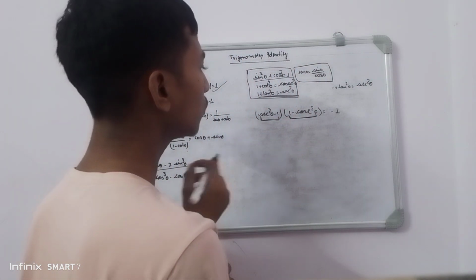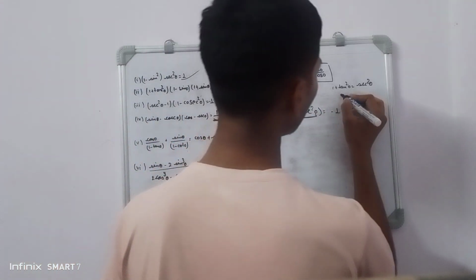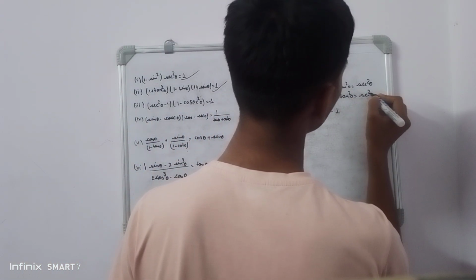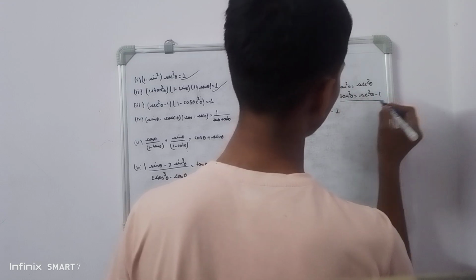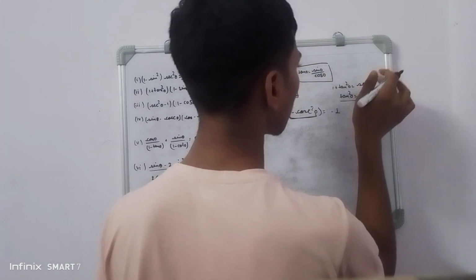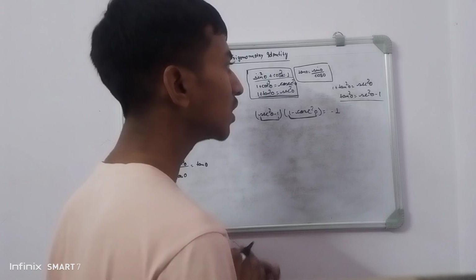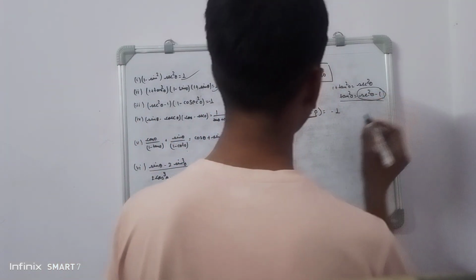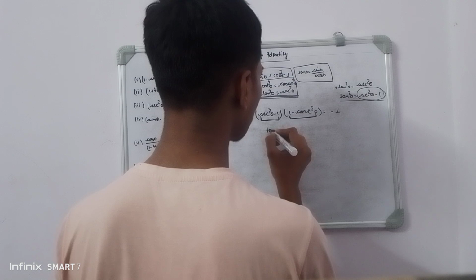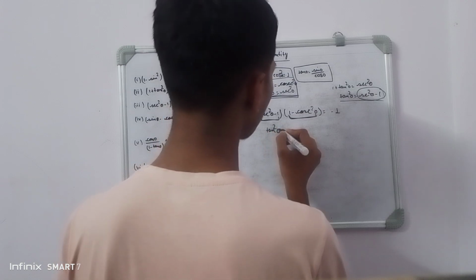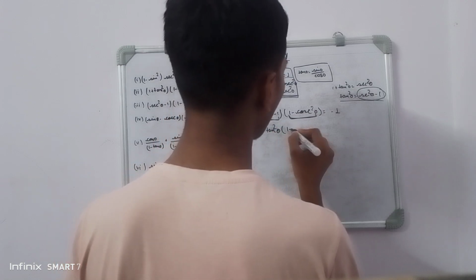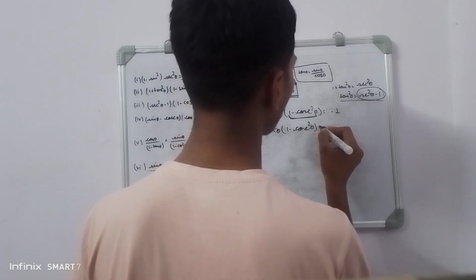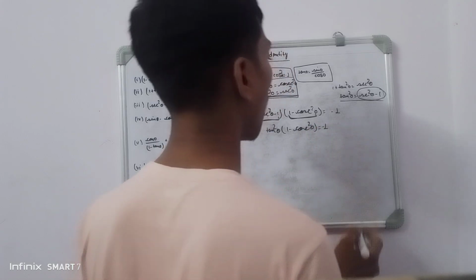But now you have to find sec square theta minus 1. If you keep tan square of theta on one side, it becomes sec square of theta minus 1. So sec square of theta minus 1 is equal to tan square of theta. So here we have tan square of theta, and the other part is 1 minus cosec square of theta, and the sum is equal to minus 1, which you have to prove.